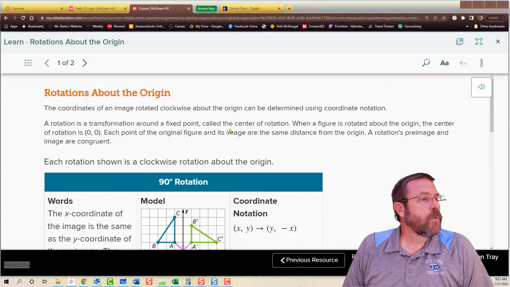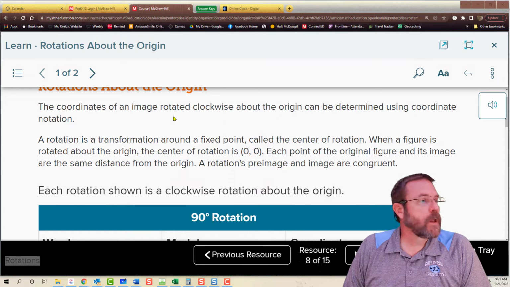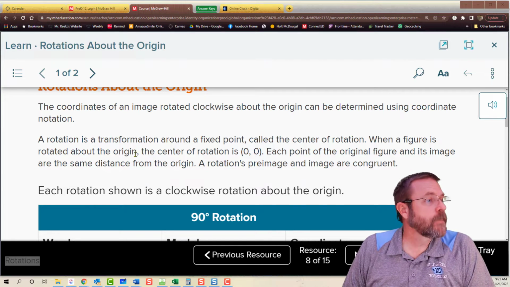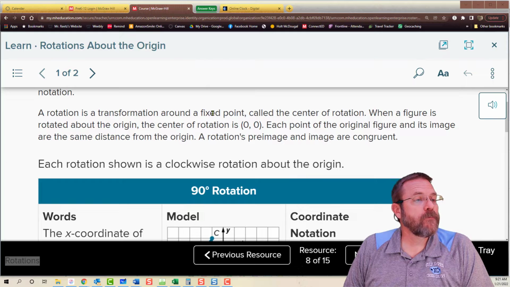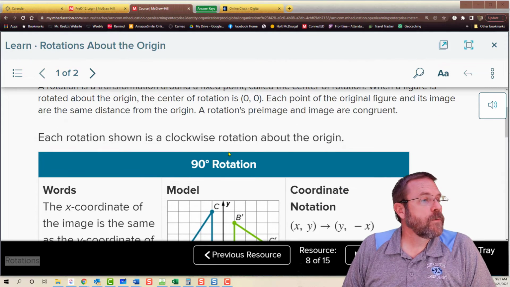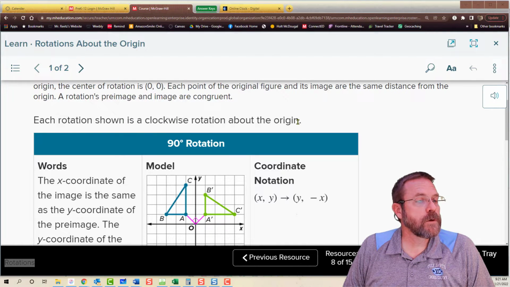The coordinates of an image rotated clockwise around an origin can be determined using coordinate notation. You don't have to measure anything. The rotation is a transformation around a fixed point called the center of rotation, and when a figure is rotated around the origin, the center of rotation is going to be (0, 0). Each point of the original figure and its image are going to be the same distance from that point, the origin. So here we're going to look at each clockwise rotation around the origin.